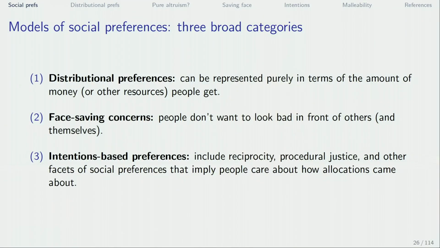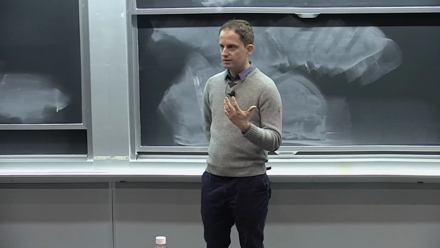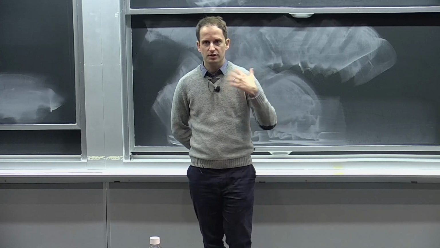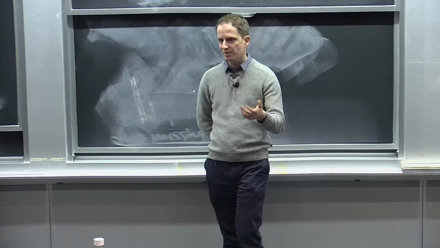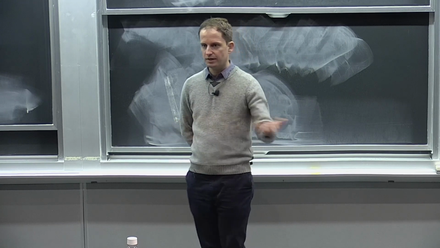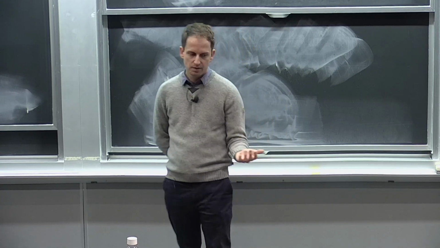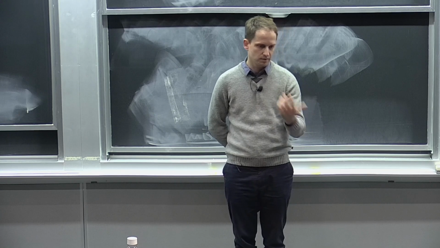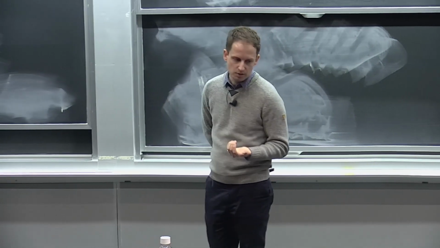And then there are what we want to call intentions-based preferences. These are things like reciprocity, procedural justice, and other facets of social preferences. Broadly speaking, you can think of this as fairness, which is to say people don't care about the outcomes per se. They care about the process in which the outcomes were generated. They might be perfectly happy with one person getting a lot and another person getting nothing, as long as the computer randomized and ex ante the probability of getting money was the same for everybody. These would be intention-based preferences, where people say this is procedural justice, this is a fair thing to do.